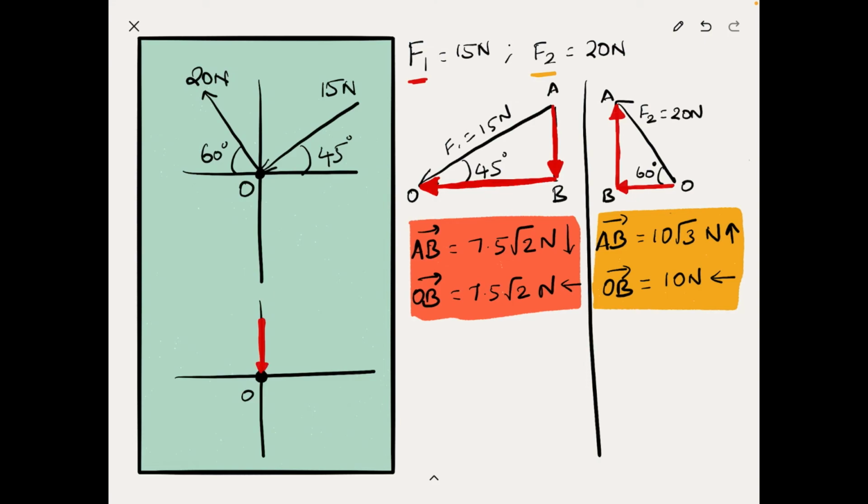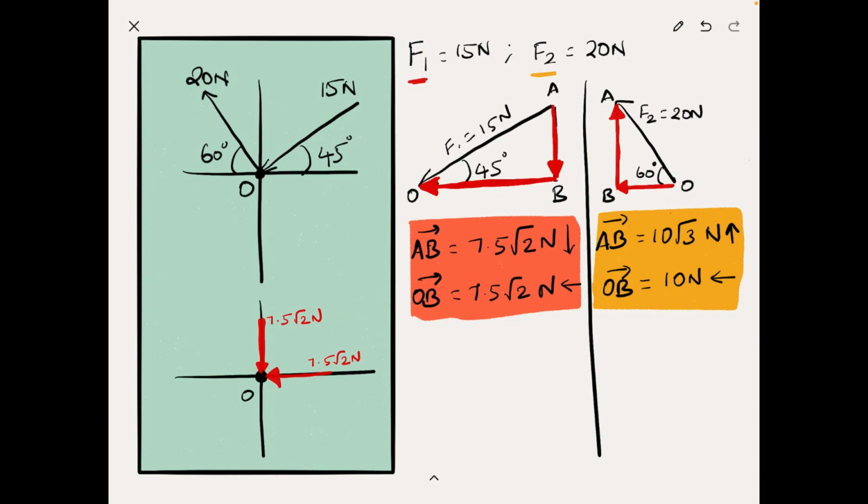And now let us draw the horizontal component of the force F1, OB, which is acting from right to left, with magnitude of 7.5 newtons. So let me write the magnitudes of these as well, 7.5 root 2 newtons, and this again is 7.5 root 2 newtons. Let's now come to the second force of 20 newtons.